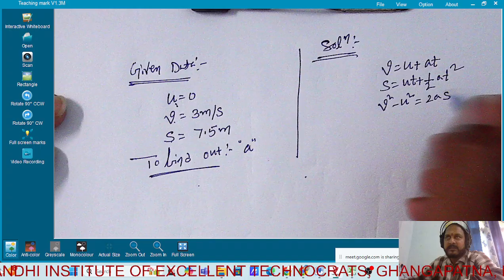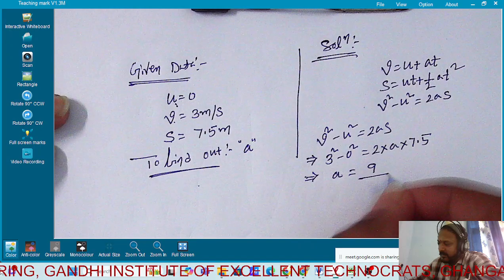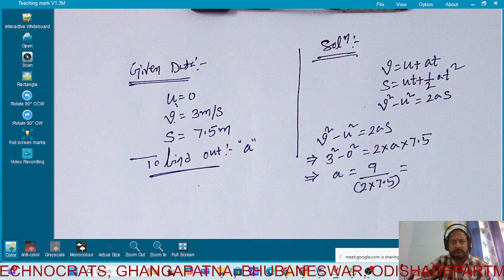So from this equation let us find out what is a. 3 square is 9, 9 minus 0, 9 divided by 2 into 7.5. Is it correct, whatever I have written? Is it correct or not? Yes, sir.